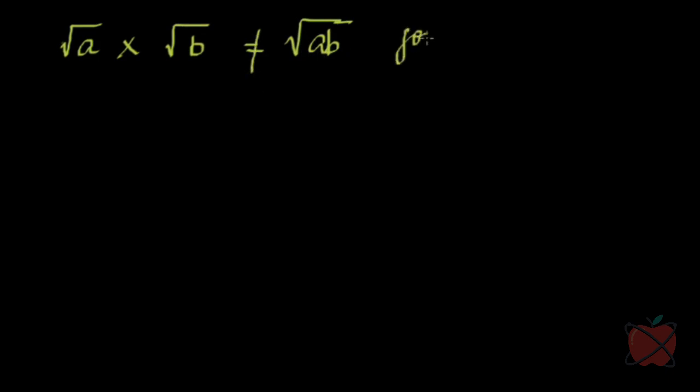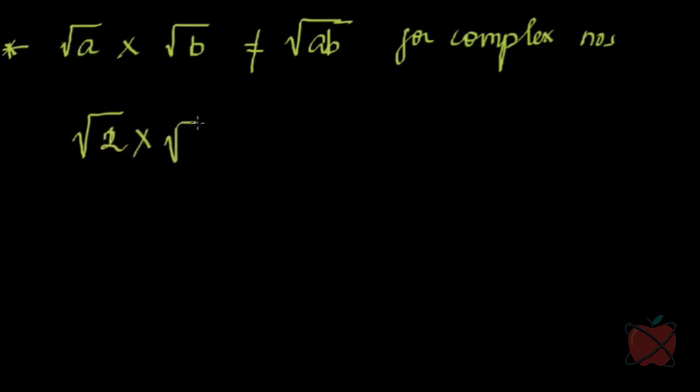Okay, now let's discuss something important. When we talk about real numbers, if I multiply root a with root b, my answer is root over ab. This is true for real numbers, but this is not true for complex numbers. This is very important for you to understand. For real numbers, root over 2 times root over 3 is root over 6.